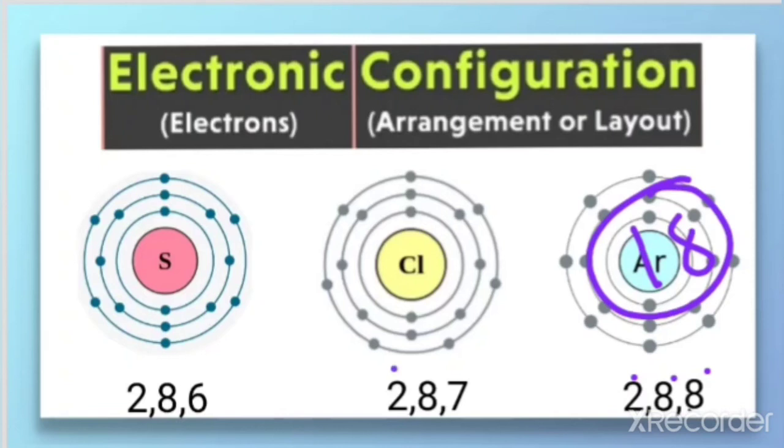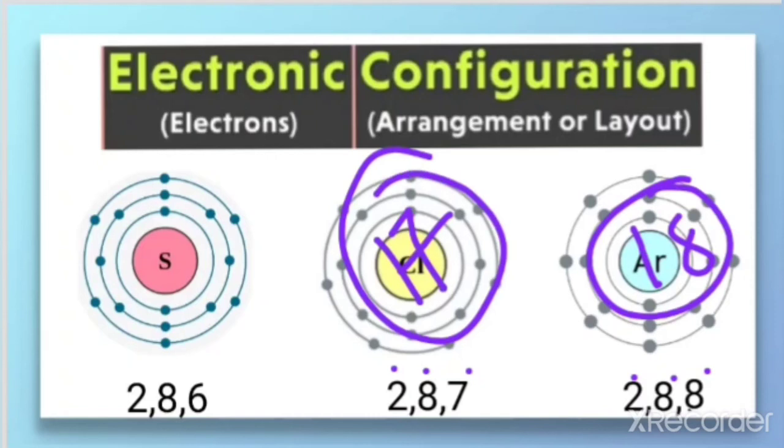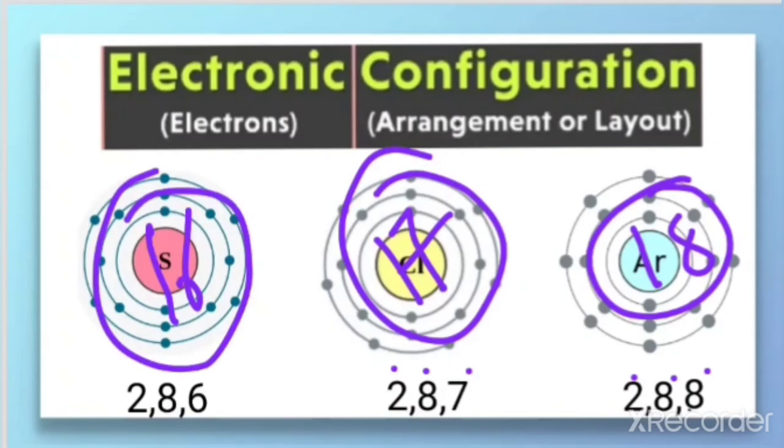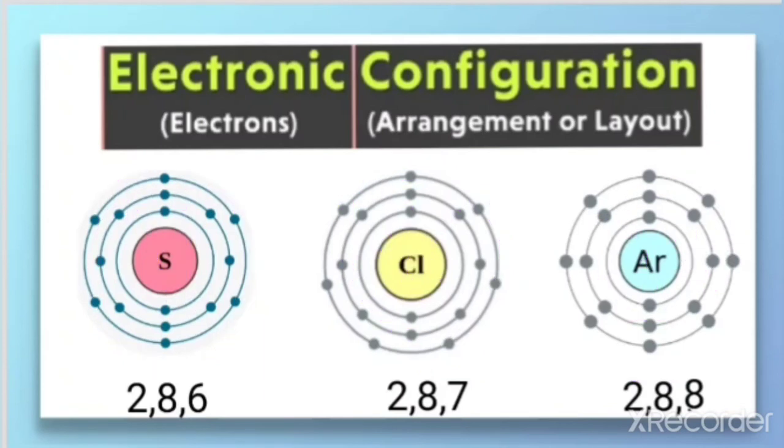When you make the sum of 2 plus 8 plus 7, that gives 17. That is, the total number of electrons in chlorine is 17, and similarly here it is 16. So you can make the check. You can check your answer in this way also.